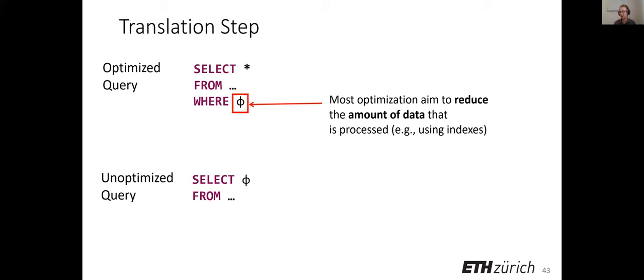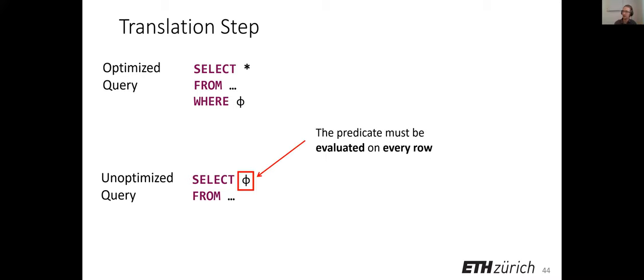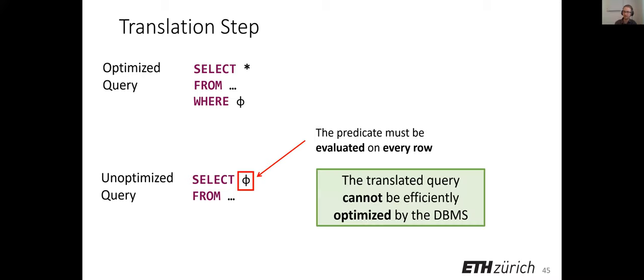And the insight why this works from our perspective, but I'm again glad to hear your perspective, is that most optimizations aim to reduce the amount of data that is processed. For example, if indexes are applicable and might result in a speed up, then they will likely be used. But for the second unoptimized query, the predicate must anyway be evaluated on every row. Every row must be fetched, which is why these are not applicable here. So basically, the translated query cannot be efficiently optimized by the database management system.